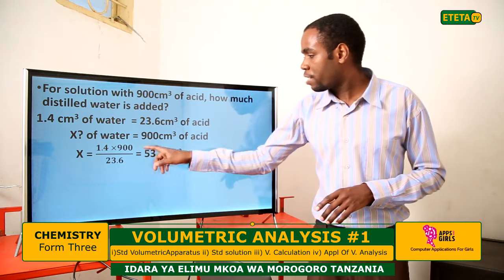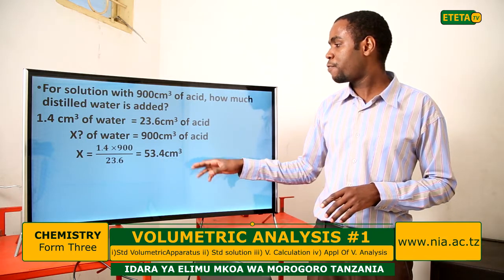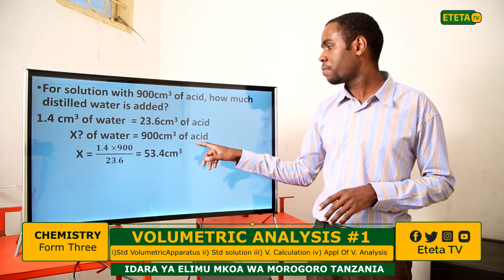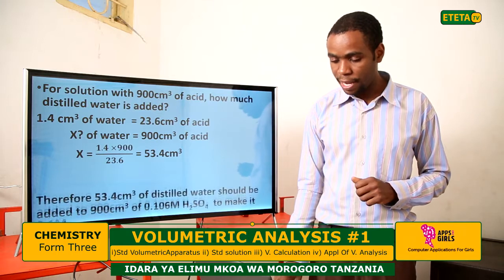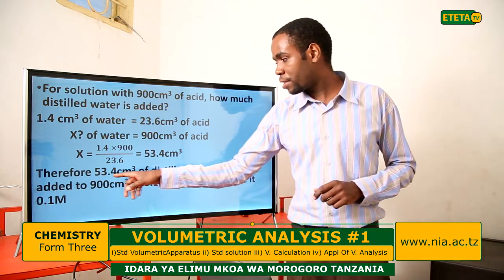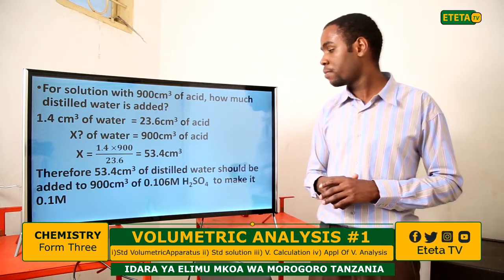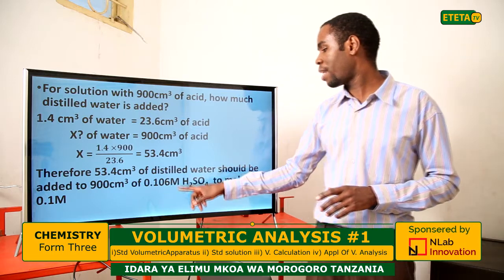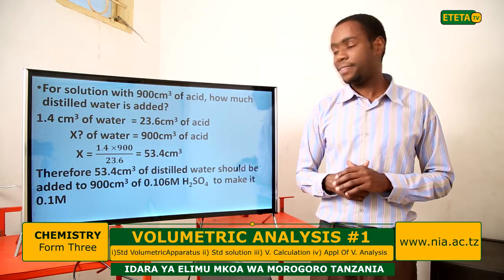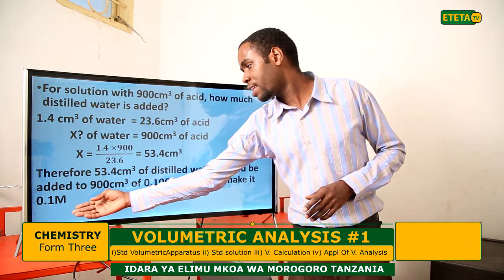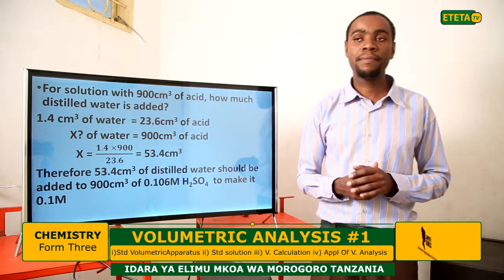This volume here, 53.4 centimeter cube, if added to 900 centimeter cube, the acid will be diluted to 0.1 molarity. Therefore, 53.5 centimeter cube of distilled water should be added to 900 centimeter cube of 0.106 molarity sulfuric acid to make it 0.1 molarity. Now, if you want to make 0.1 molarity in this one, you must add 53.4 centimeter cube.